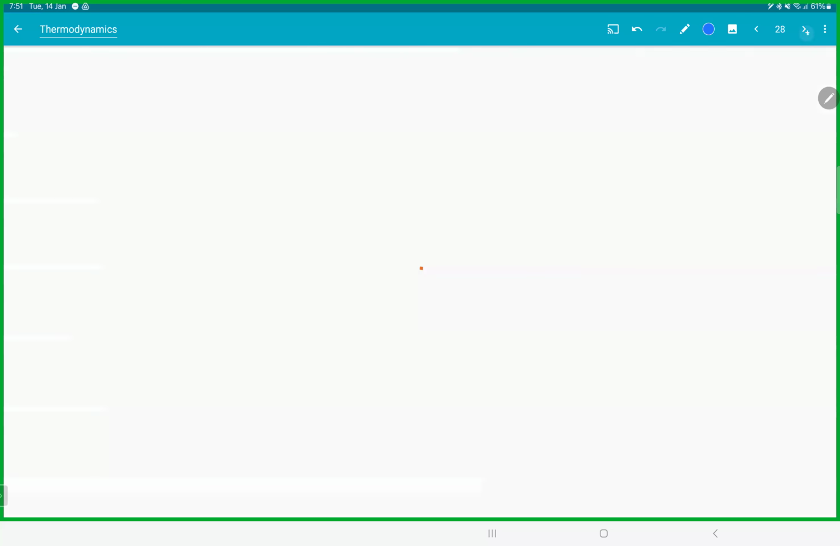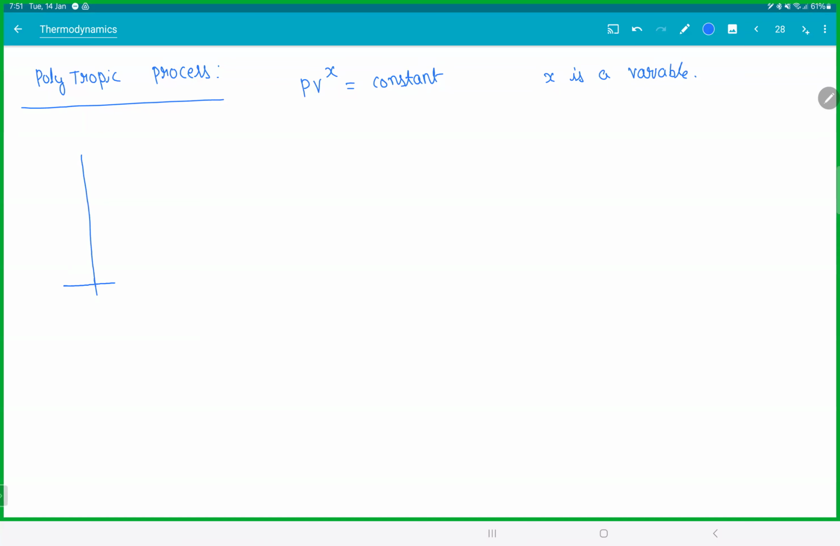The next one, the polytropic process. So a polytropic process is something which looks like PV^x = constant. This is actually a combination of all the things we did and more. So x is some variable. Be careful, this is not an adiabatic process. It looks like that. Let's see, by giving different values of x, you can create everything.